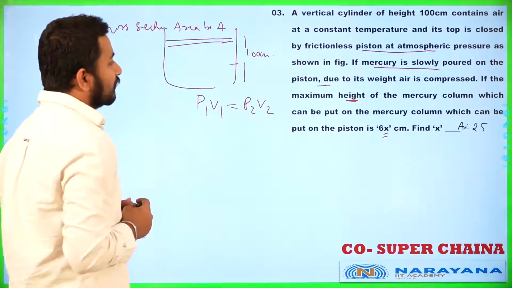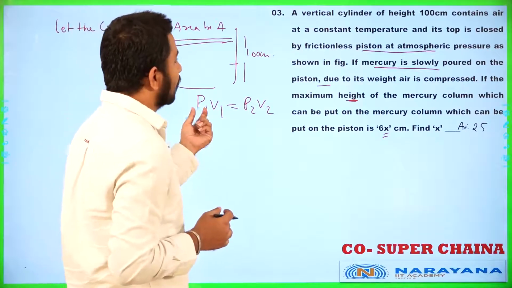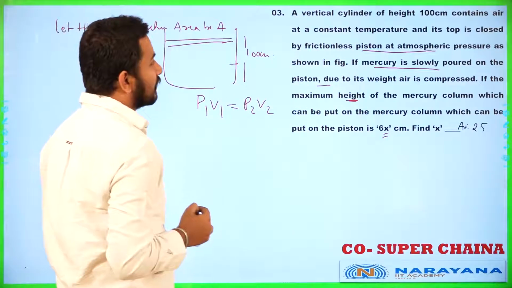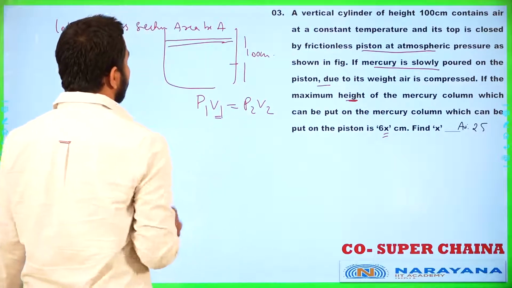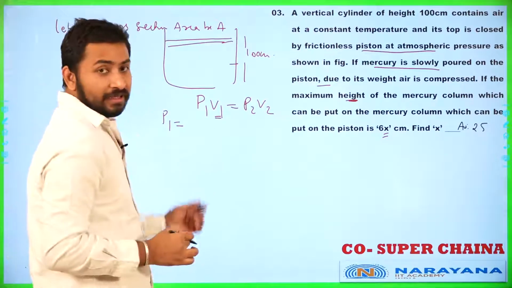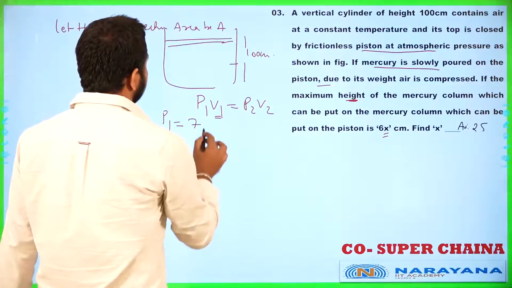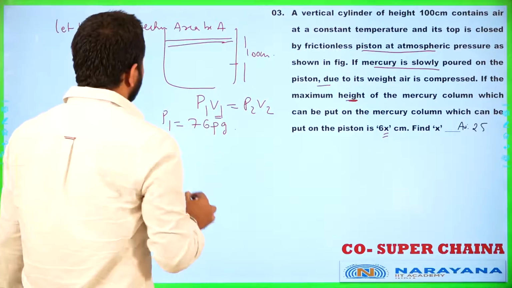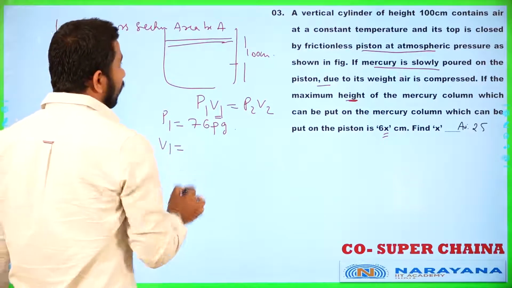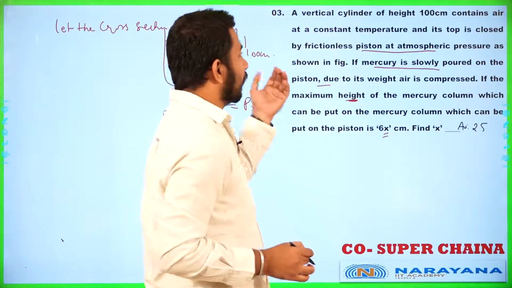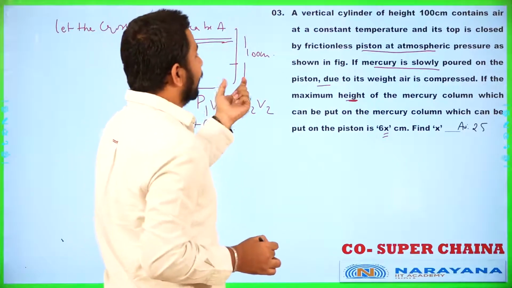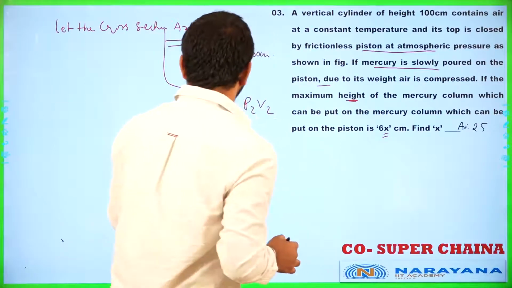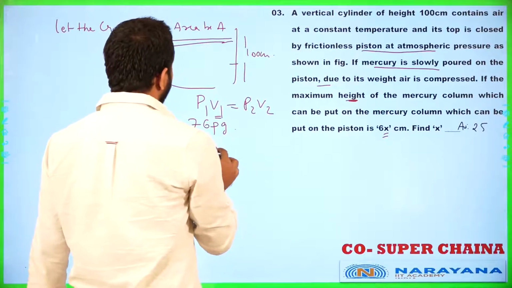P1, students, because it was with this height of 100 centimeter. First we'll write P1. P1 will be 76 rho g, right? 76 rho g. Similarly, we can write V1, which will initially be 100, that is the height given here initially. The height is given as 100 here, so V1 will be 100 into A.